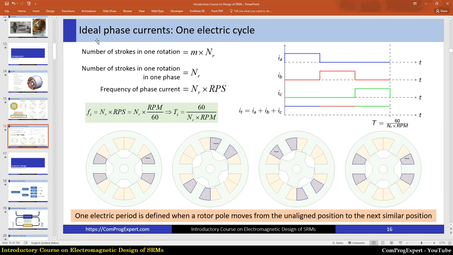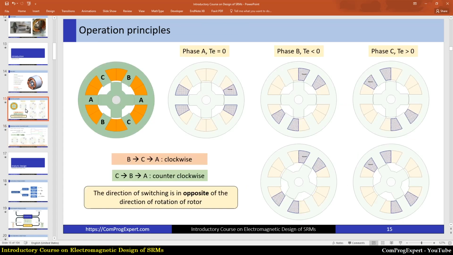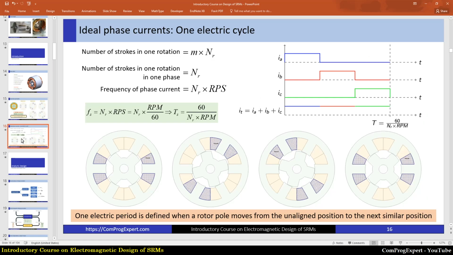Now let's discuss the ideal phase currents. Is the switched reluctance motor a DC motor or an AC motor? For a continuous rotation, we should turn on and turn off phases of the motor sequentially. Each excitation is one stroke, right? Each excitation is one stroke.